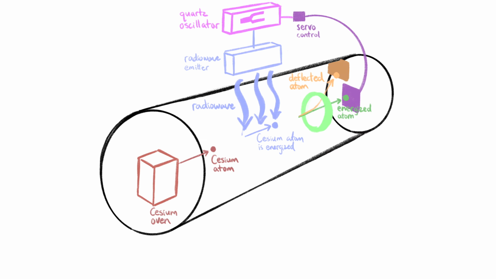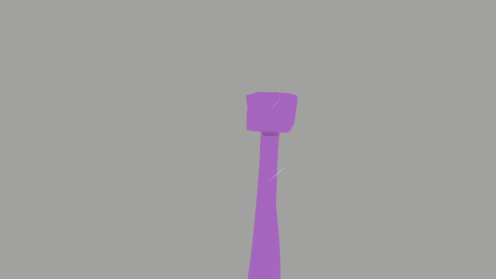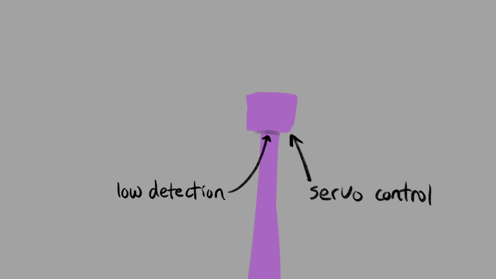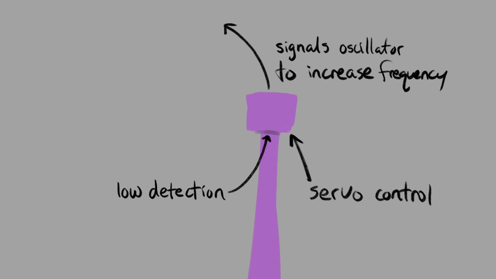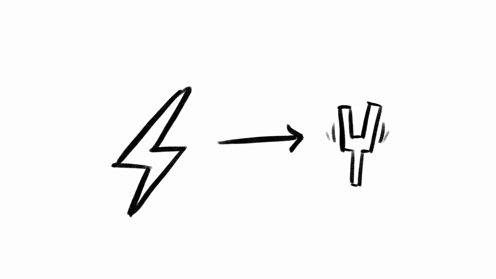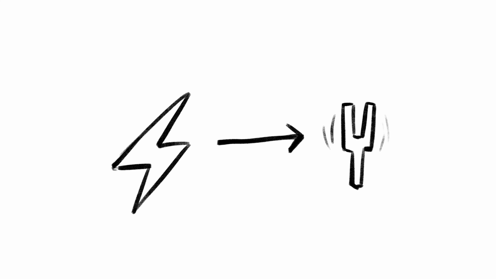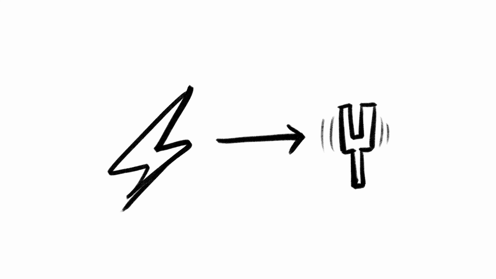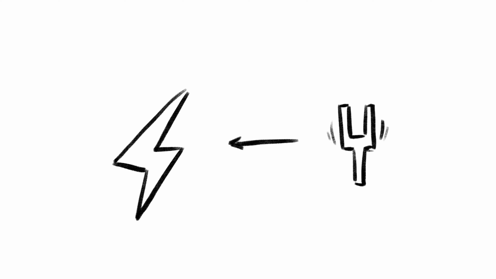The final step involves the detector relaying its information to a servo control that adjusts the oscillator. If fewer particles are detected, an electric signal will be sent to increase the frequency of oscillations. But what exactly is the oscillator? Well, it's none other than quartz. Recall that a piezoelectric material can convert electrical signals into mechanical vibrations. It can also work the other way around.